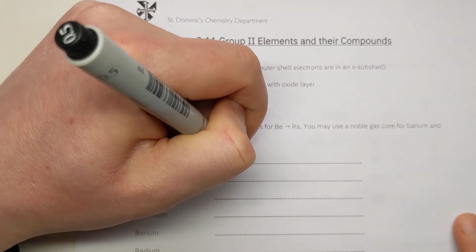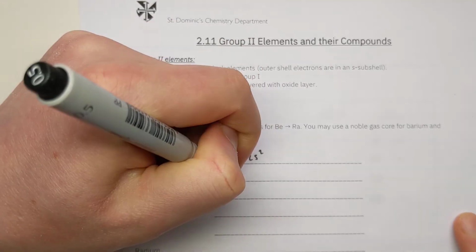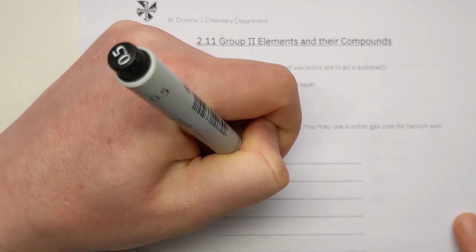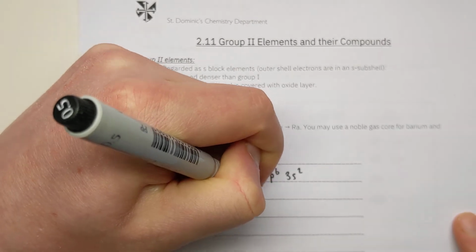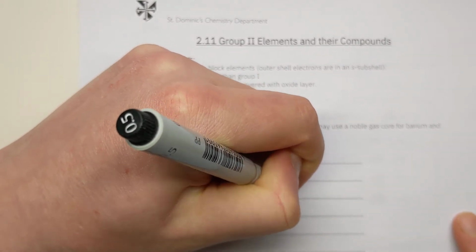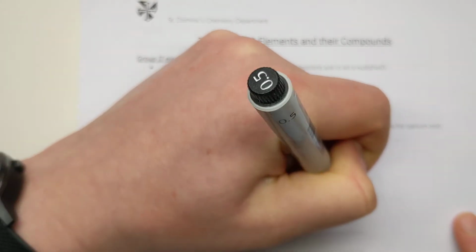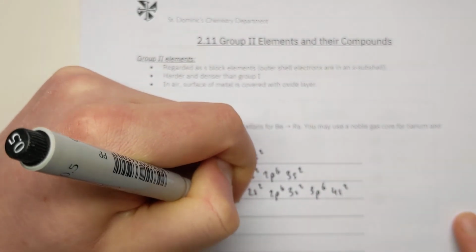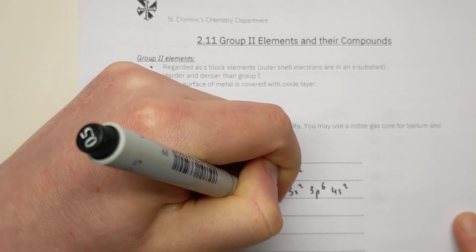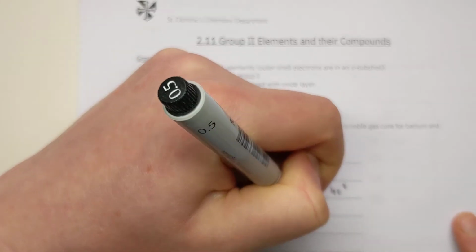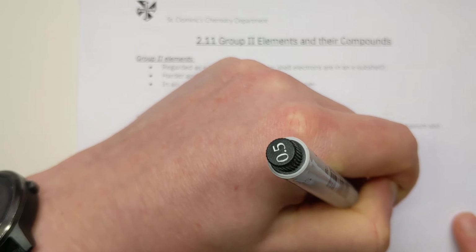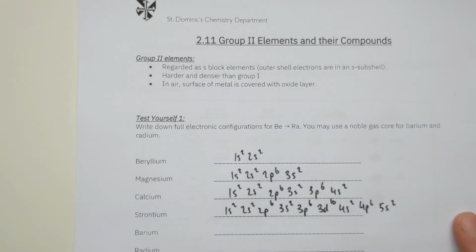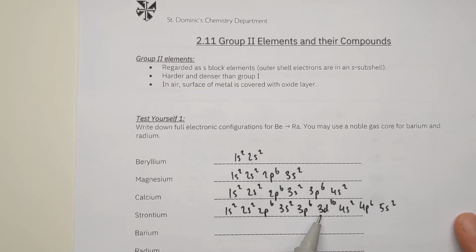So beryllium is 1s2, 2s2. Magnesium, 1s2, 2s2, 2p6, 3s2. Calcium, 1s2, 2s2, 2p6, 3s2, 3p6, 4s2. Strontium, 1s2, 2s2, 2p6, 3s2, 3p6, 3d10, 4s2, 4p6, 5s2. So remember that even though the 4s fills up before the 3d, we always put the 3d first numerically.